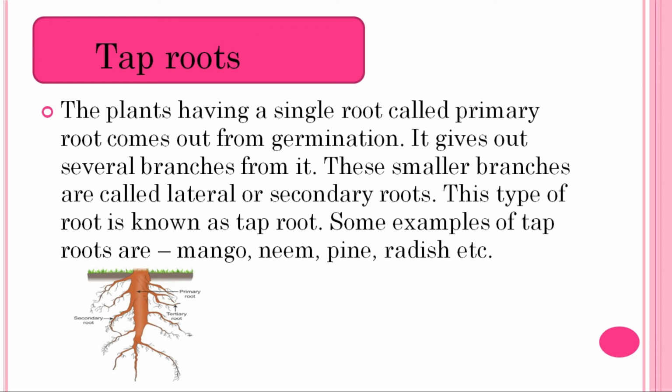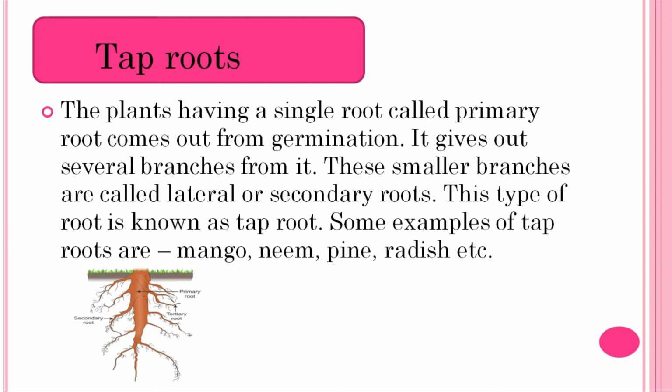Tap roots. The plants having a single root called primary root comes out from germination. It gives out several branches from it. These smaller branches are called lateral or secondary roots. This type of root is known as tap root. Some examples of tap roots are mango, neem, pine, radish, etc.